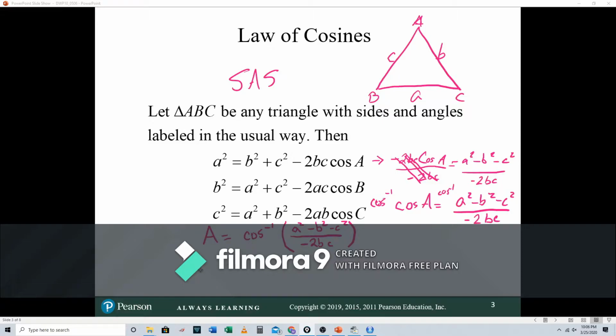So again, this works for angle B and angle C as well. So B is equal to arc cosine of, now instead of a, it's b, so the b is positive this time, and we have minus a squared minus c squared over negative 2ac. And then C is equal to arc cosine of c squared minus a squared minus b squared all over negative 2ab. And that's how you find your angle measures. So you may want to write that.